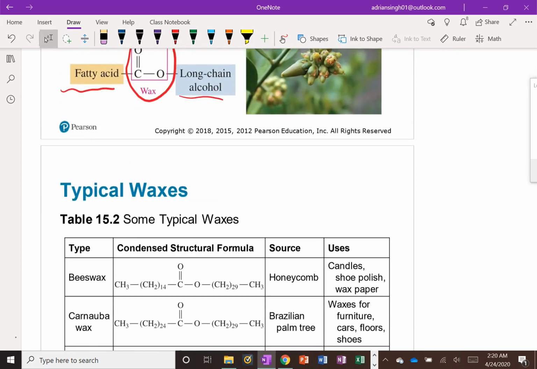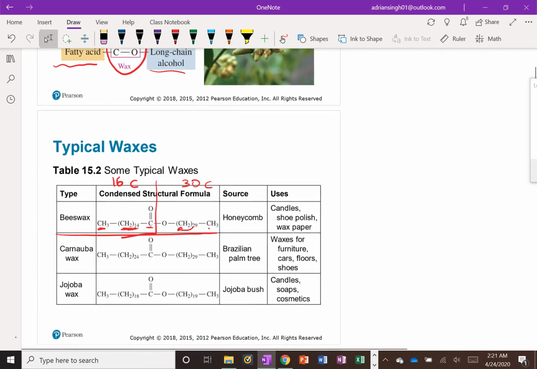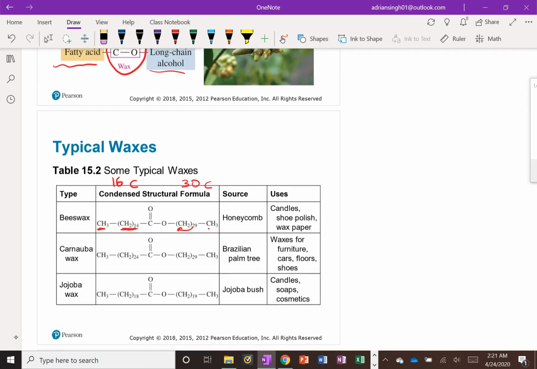So for example, you can have something like beeswax that looks like this. There's a CH3 and then there's 14 CH2s connected to that carbon. So there's a total of 14, 15, 16 carbons on this side. And then on the alcohol side, there's 29 carbons here, plus one, there's 30 carbons on that side. So it's a huge molecule, relatively speaking, made up mostly of C's and H's, extremely nonpolar. What makes all of these similar is the fact that they all contain that ester bond, that's your link here between the acid and the alcohol.